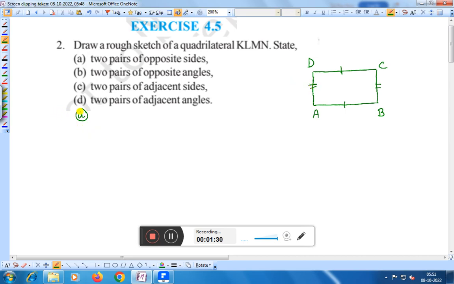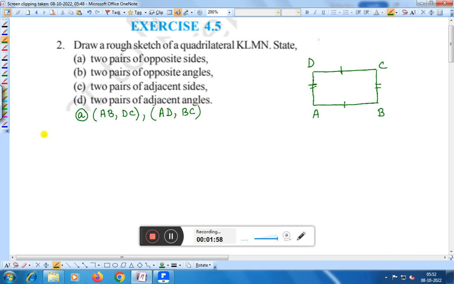The opposite side of AB is DC, right? DC. And the opposite side of AD is BC, right? BC, right? These are the two pairs of opposite side, right?